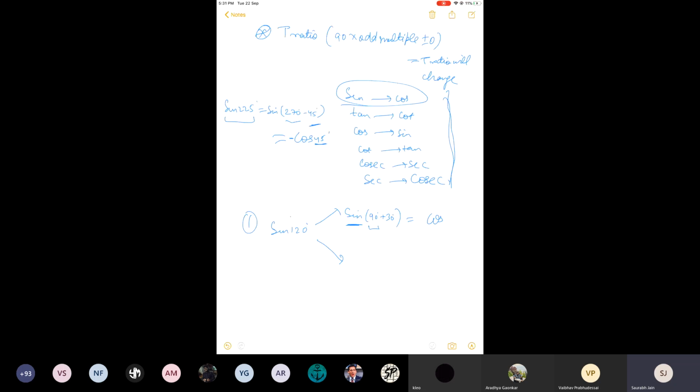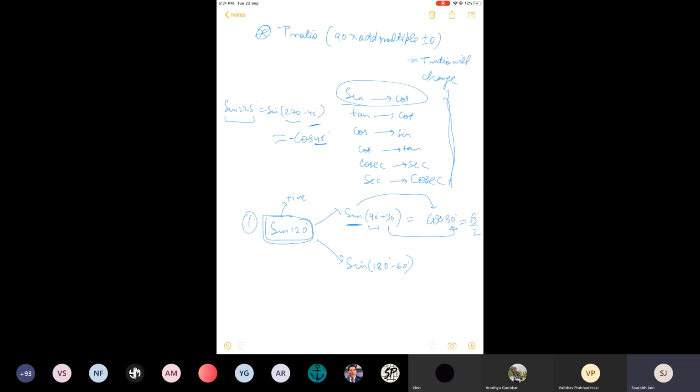It will change to cos. Cos of what? Angle. Last thing. What type of value is sine 120? Sine 120 is positive. Okay. And cos 30 is positive. 90 is an odd multiple of 90, 90 into 1. So sine will change to cos. Angle will be reduced. And no more negative sign here. Why? Because sine 120 is positive. What is the value overall? Root 3 by 2.